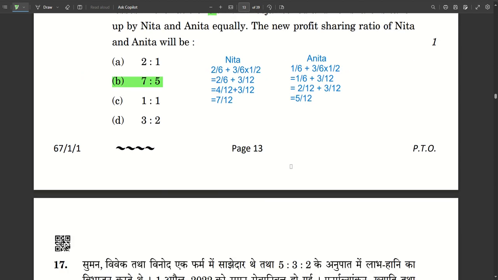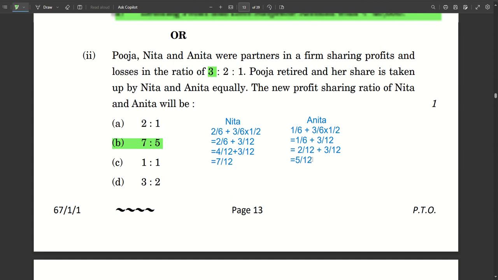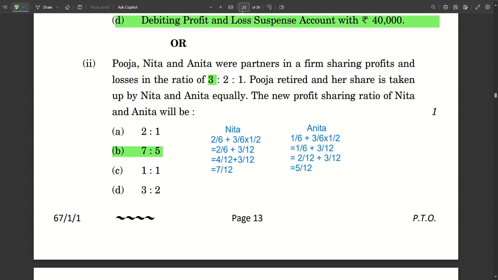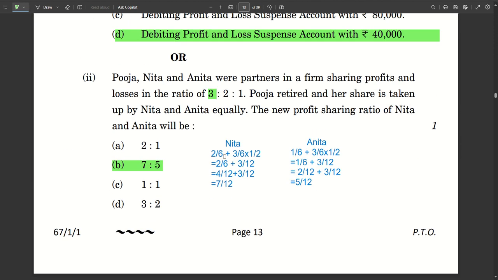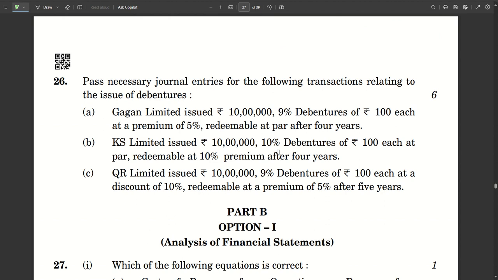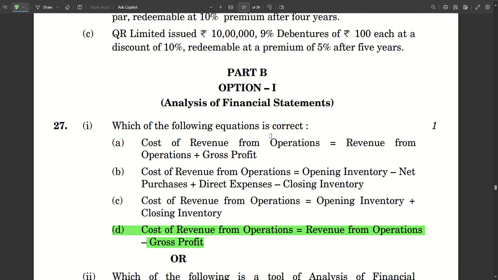You have to be quick with your calculations so that you don't end up losing time. That's why you need to practice a lot. So section A, all the short questions are done. Now we'll move on to the next section where we have the remaining MCQs, which is part B.